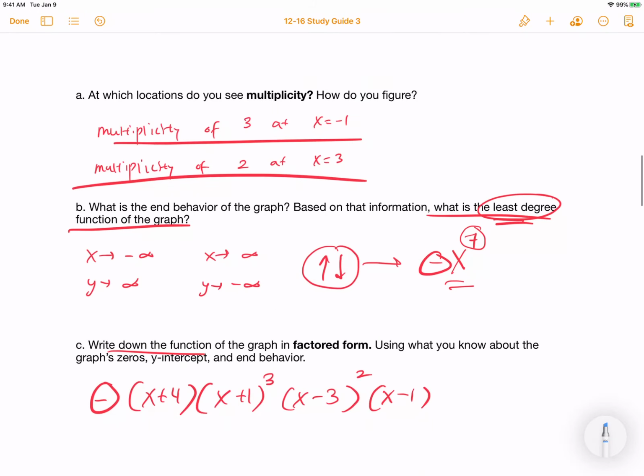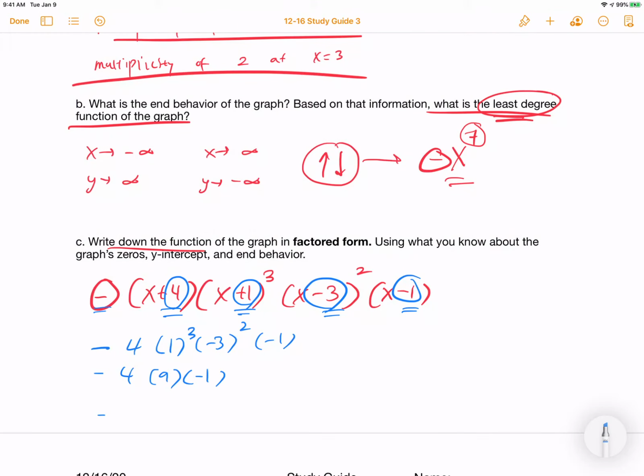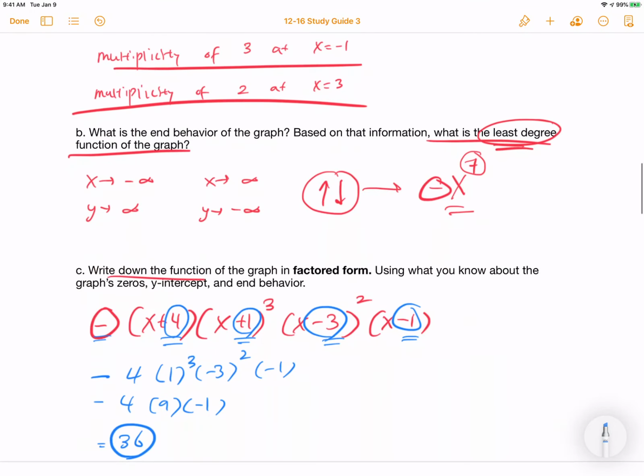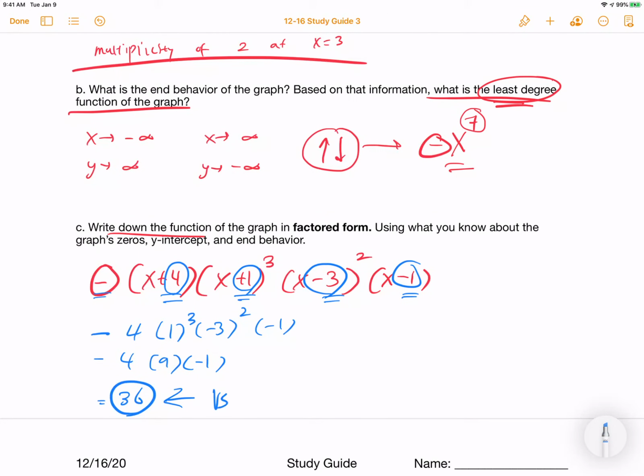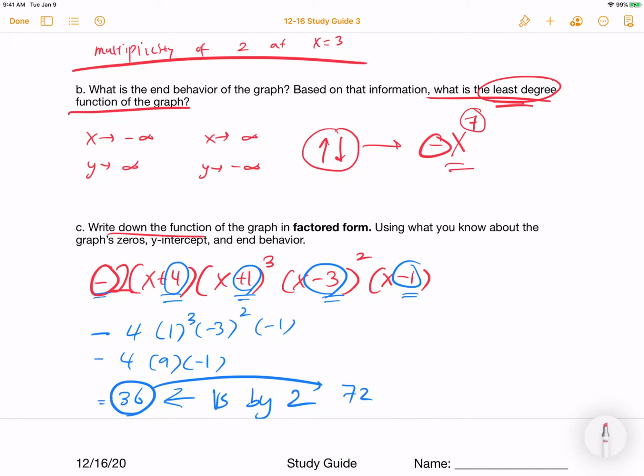Now, if you were to calculate the y-intercept at this stage, you get a negative of 4, 1 cubed, negative 3 squared times negative 1. That's negative 4 times 9 times negative 1, which gives you a positive 36. But the y-intercept in this case is 72. In other words, we need to vertically stretch this by a factor of 2 in order for this 36 to become 72 as my y-intercept. So my final answer here, you need to input the coefficient as 2 in the very beginning.